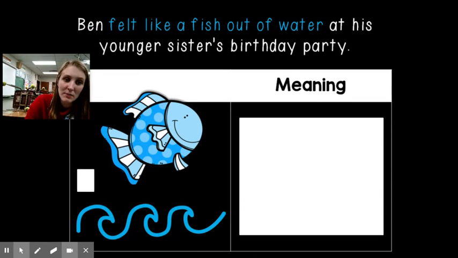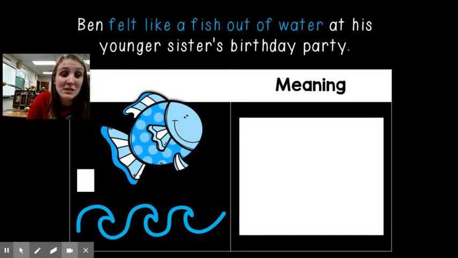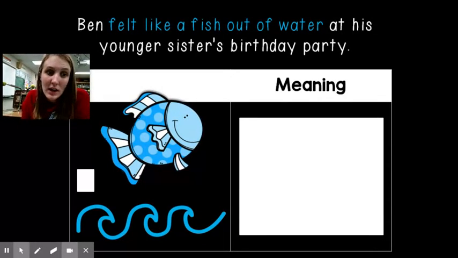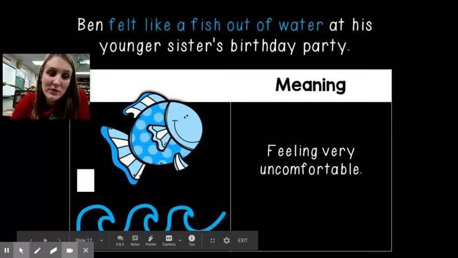Here's another idiom. Ben felt like a fish out of water at his younger sister's birthday party. This is kind of a simile, but we would probably put it more under idioms. It doesn't really matter. It's all figurative language. But if we said that Ben felt like a fish out of water, it would not actually mean that he was a fish out of water. It would mean he was feeling very uncomfortable.